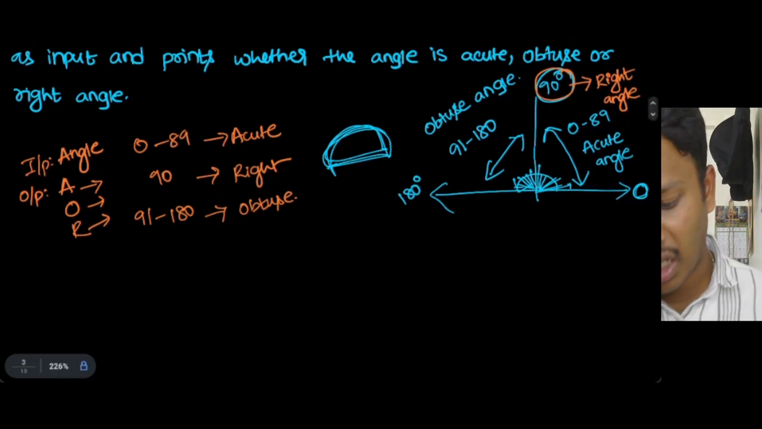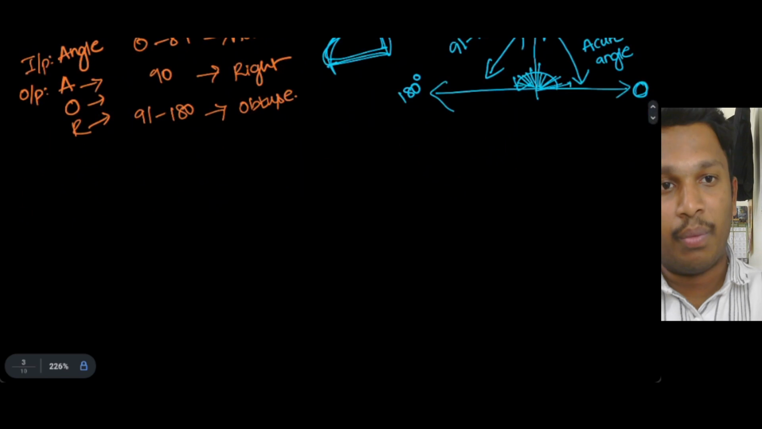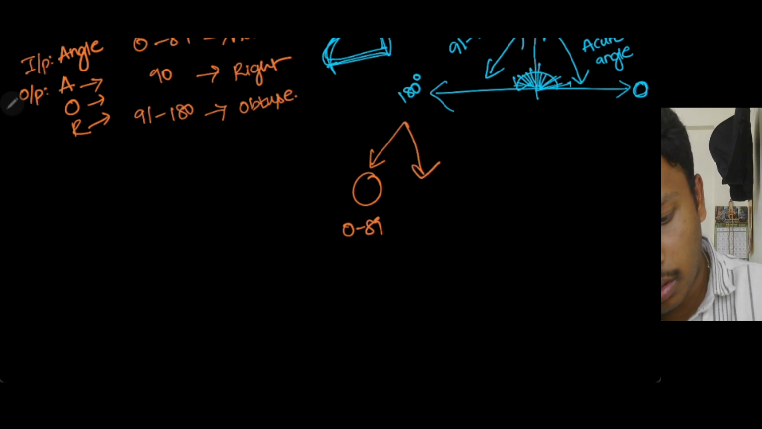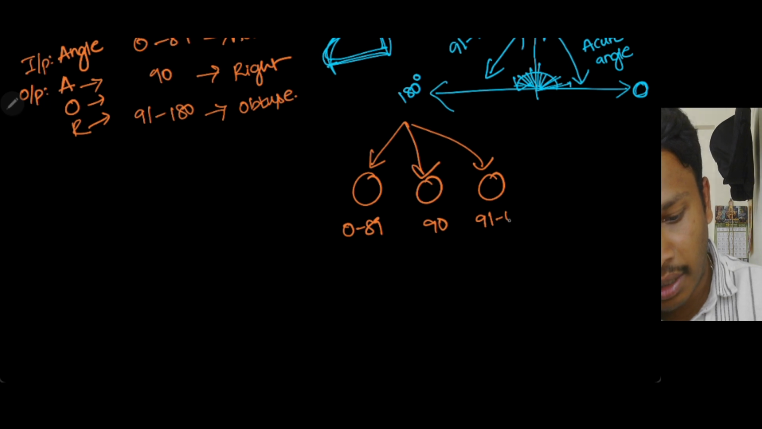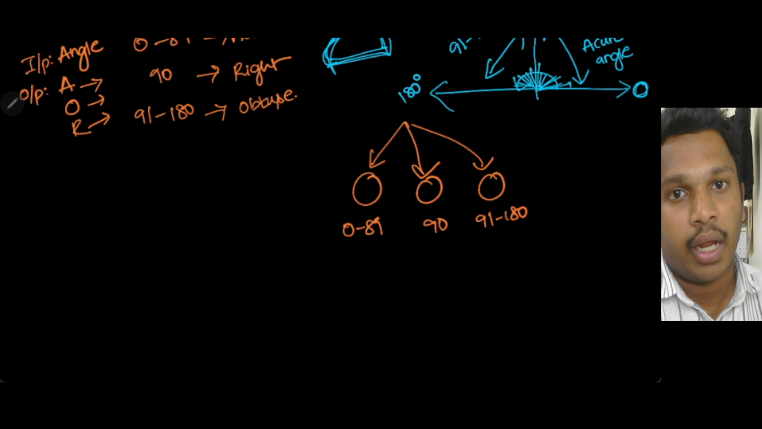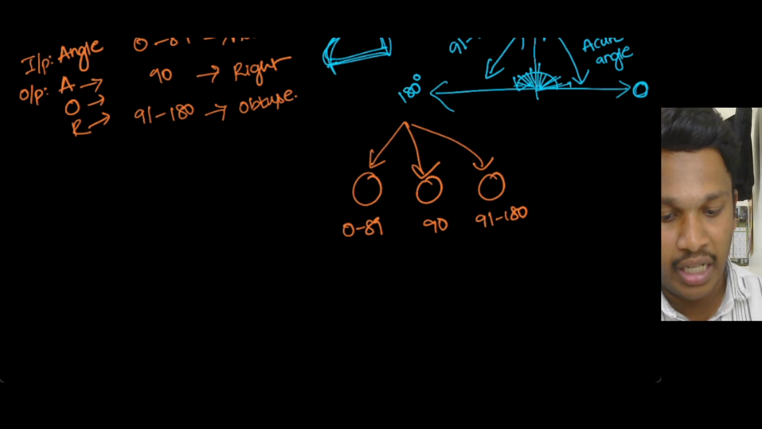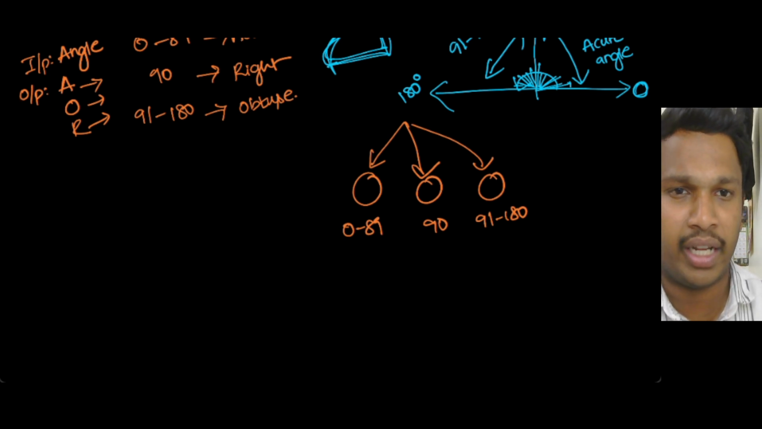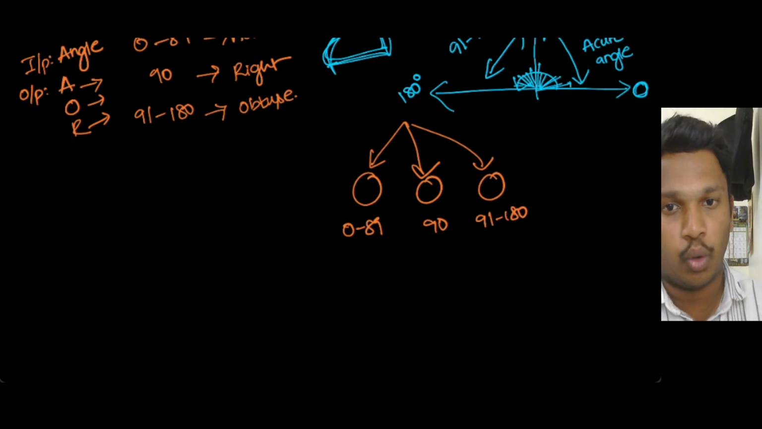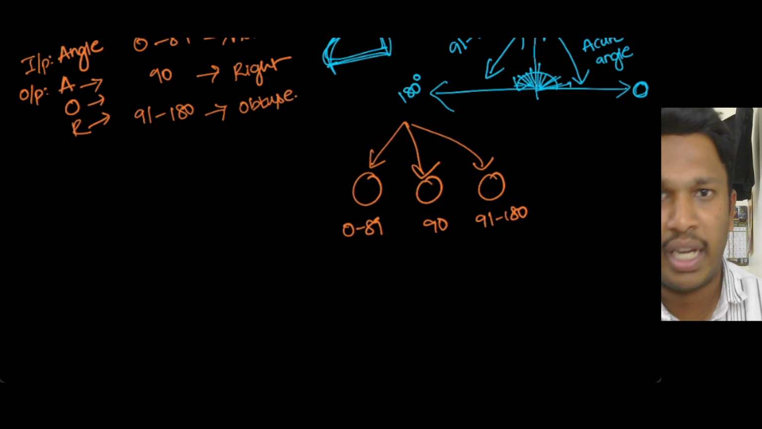Now, how to differentiate? Basically here we have three categories. This is 90, and this is 91 to 180. These are three different angles. If the given angle is an integer, why? Because we cannot take 1.2 degree, 1.3 degree. It's a perfect angle, 1 degree, 2 degree, 3 degree, like this. So it's basically an integer.